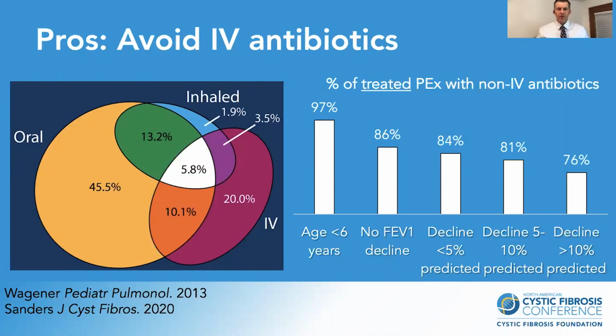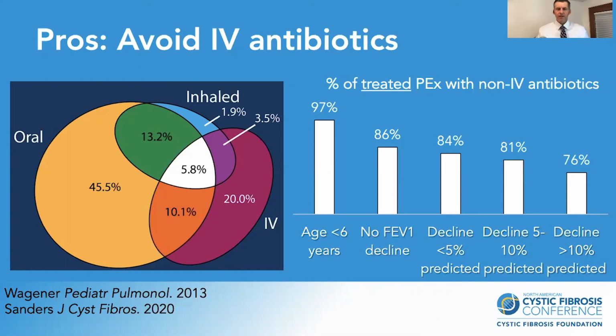The figure on the left shows the breakdown of the different antibiotics that are used during treatment of exacerbations. The vast majority use oral antibiotics. I believe there are over 45,000 courses of oral antibiotics a year in the US in people with CF for pulmonary exacerbations. On the right, we actually are treating initially with non-IV antibiotics, oral and or inhaled antibiotics.